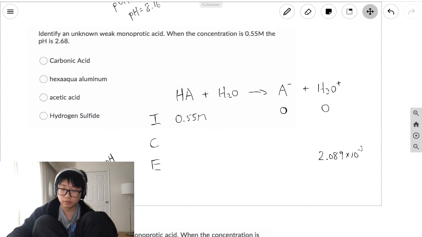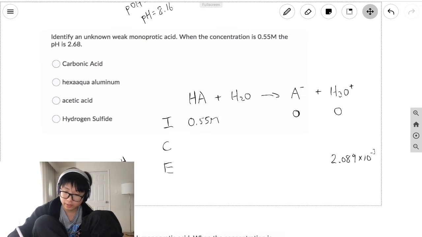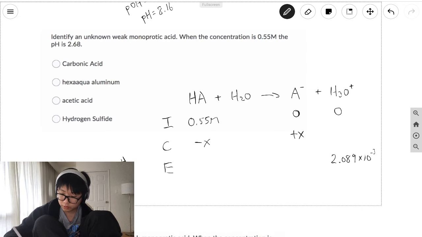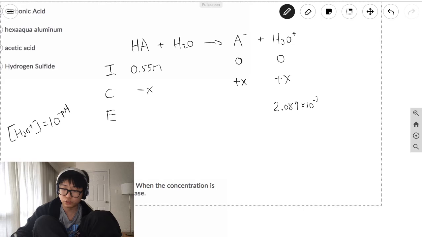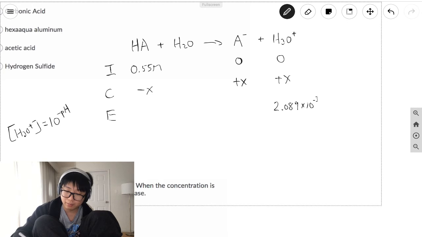Okay, so I'm going to fill in the rest. The initial is going to be 0 and 0 for the A minus and H3O plus. It's going to be minus X, plus X, plus X. So if I know the final concentration for H3O plus is going to be 2.089 times 10 to the negative 3, then I know that A minus is also 2.089 times 10 to the negative 3.